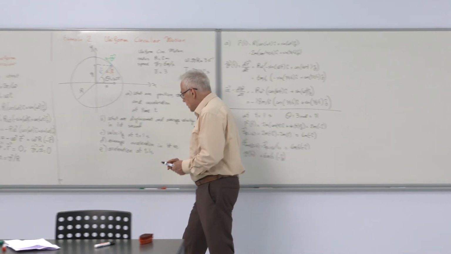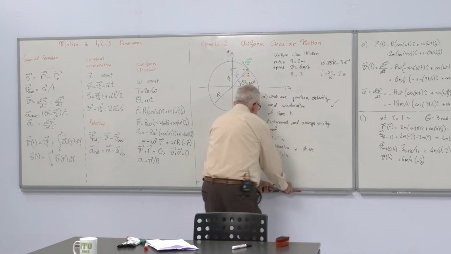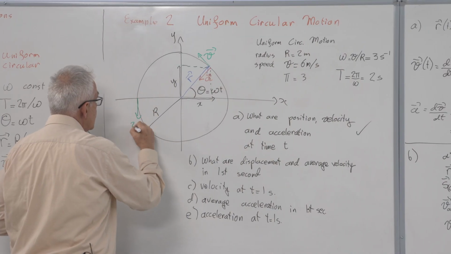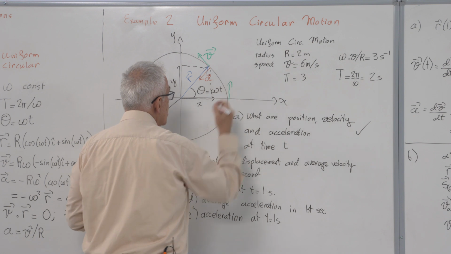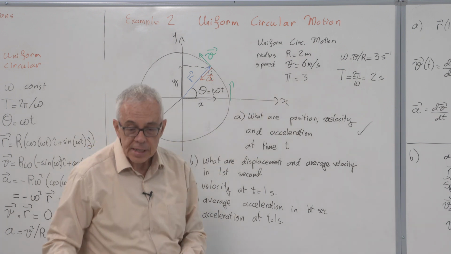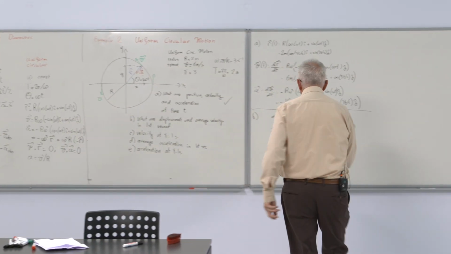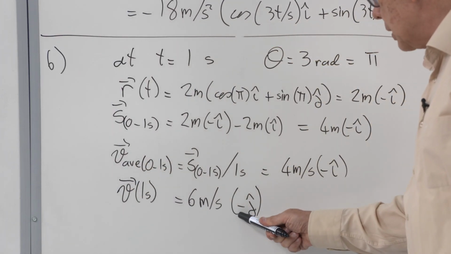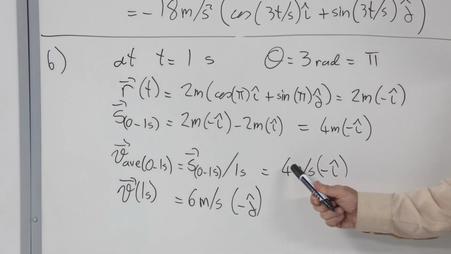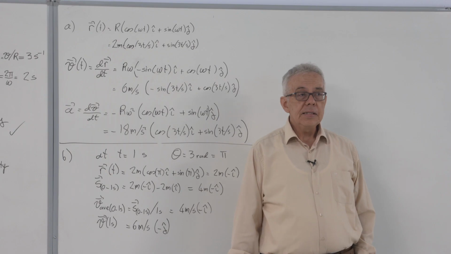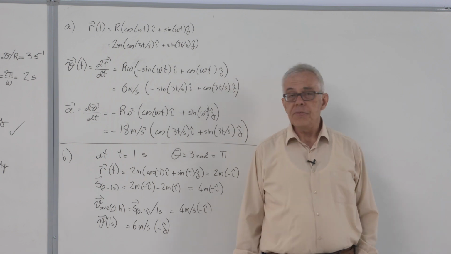If you look at the velocity at this particular time, we will see that at this point, velocity is downward. Initially, it was upward. And its magnitude is always 6 meters per second. So velocity at 1 second is 6 meters per second in the minus j direction. Note that the magnitudes and directions of the average velocity and instantaneous velocity are both different.